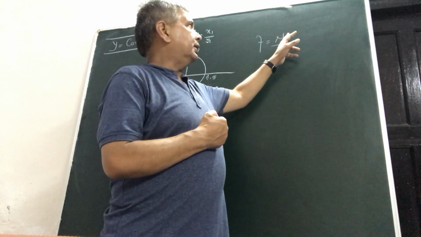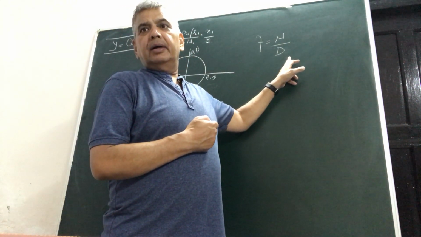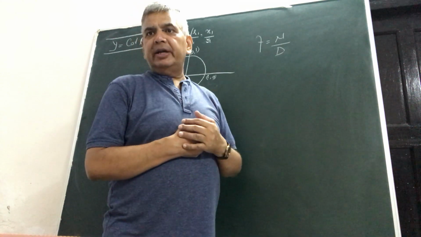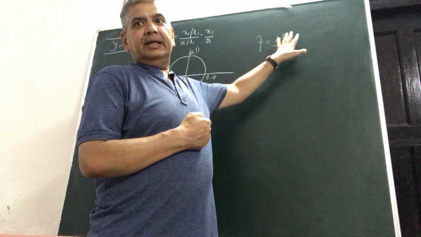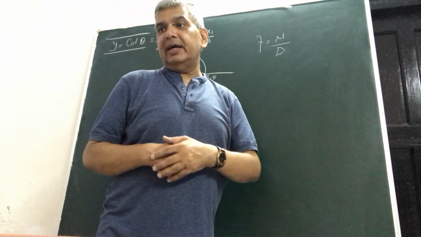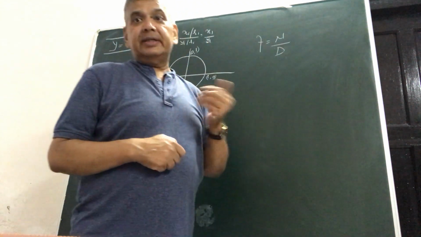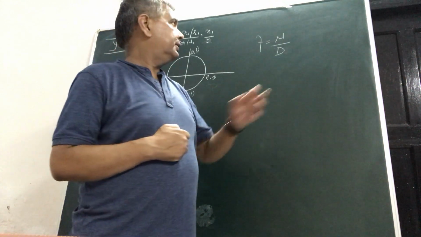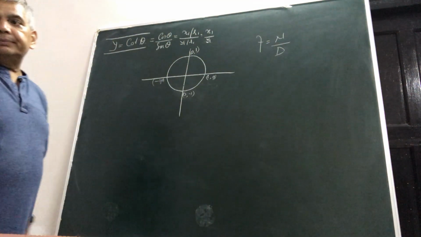If the denominator is reducing faster than the numerator, then the value will increase. If the numerator is reducing at a faster rate than the denominator, then the value will decrease.